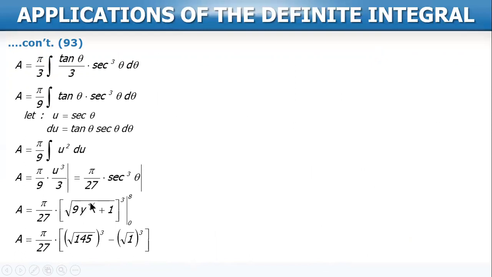8 raised to 4/3 is 16 times 9. That's 144 plus 1. 9 times 16, that's 144. Plus 1, it's 145. Raised to 3. And 0, so 1 lang. Square root of 1 raised to 3. Okay, so the surface area is 203.043616.